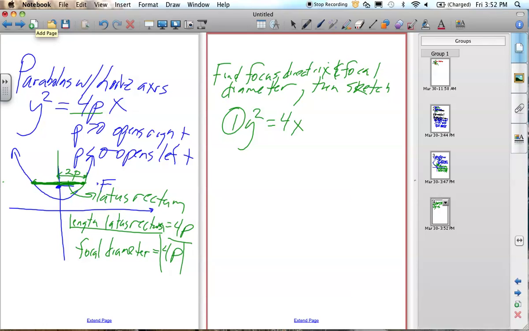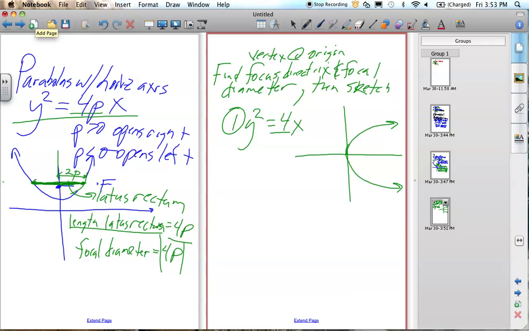Alright, so if we come back in, y squared equals 4x. This is going to have a horizontal axis, so it's going to open either left or right. Oh, and by the way, all of these you're going to deal with in this part will have the vertex at the origin. We'll move them around a little later on. For now, we're just going to deal with vertex at the origin. So I know it's going to be horizontal. This is positive, so this thing is going to open to the right.